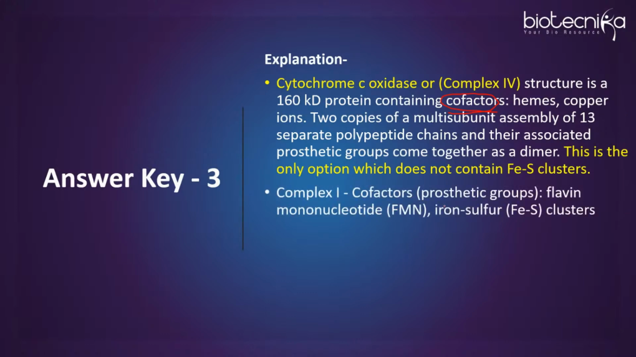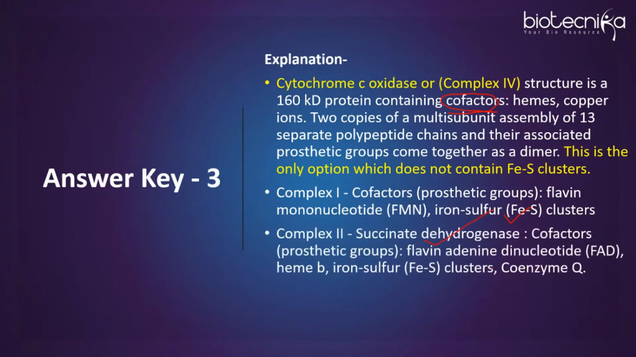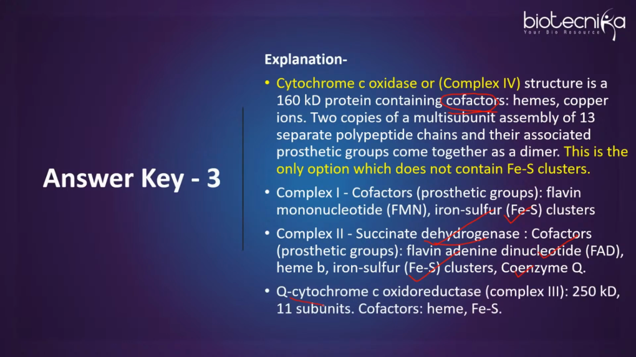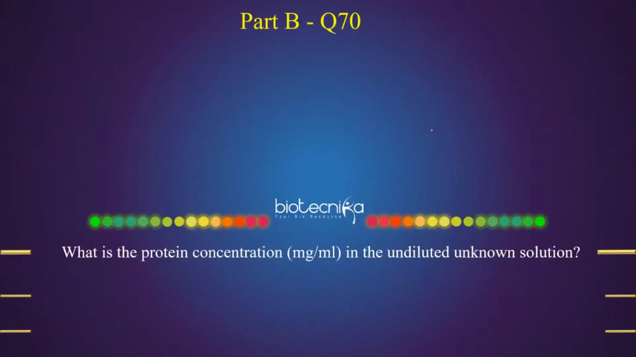Complex 1 contains FeS along with FMN groups. Complex 2 also contains FeS along with coenzyme Q and FAD; it's the one of the TCA cycle, succinate dehydrogenase. Then cytochrome c oxidoreductase, complex 3, also contains heme and FeS. So complex 4 is the only one which does not contain iron sulfur centers, hence option 3.